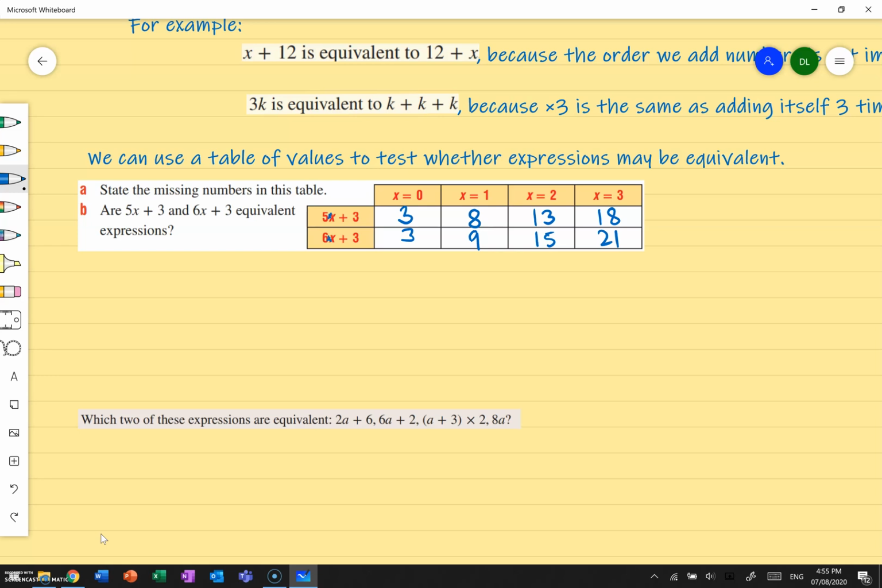As you can see, it's very clear. These are the same at first, but as we keep going, they get further and further apart, right? So the distance between these is 0. Distance between there is 1, 2, 3. You get the idea. So the question is, are 5x plus 3 and 6x plus 3 equivalent? No. Because if they were equivalent, no matter what number I choose, these numbers should all be the same, and we can tell they are not, which means they're not equivalent.